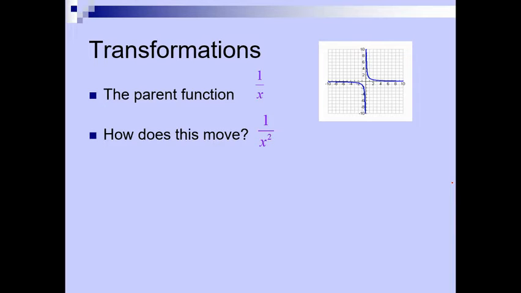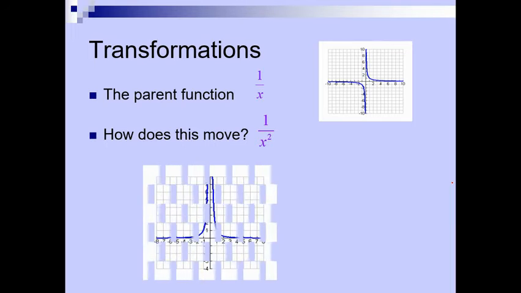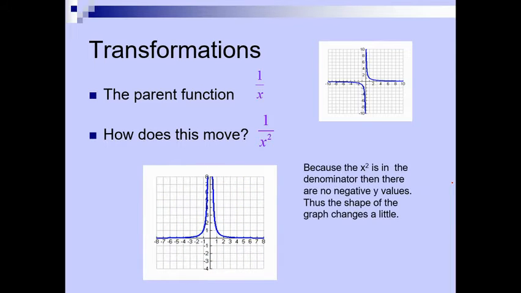How does this move? 1 over x squared. Notice, because the x squared is in the denominator, there are no negative y values. Thus, the shape of the graph changes a little, and the negative part that was in the third quadrant is flipped over the x-axis, and now it's in the second quadrant, okay?